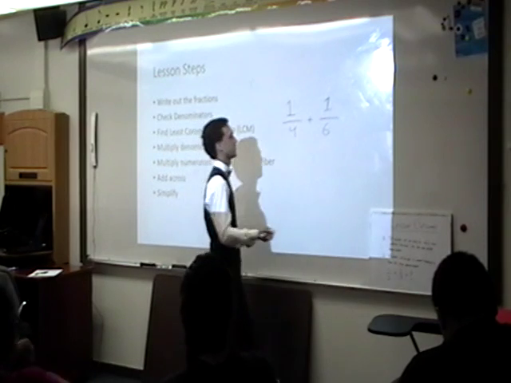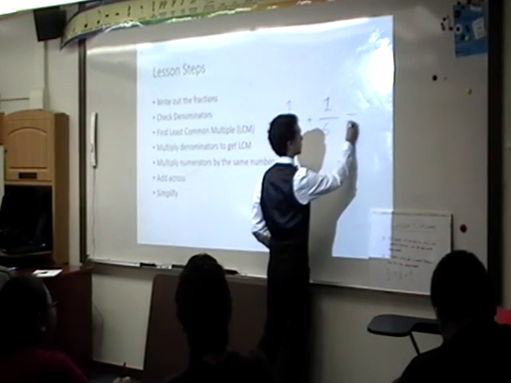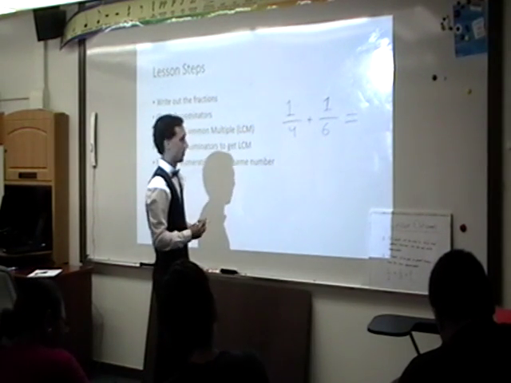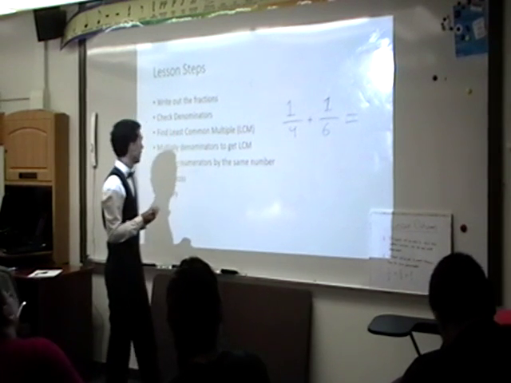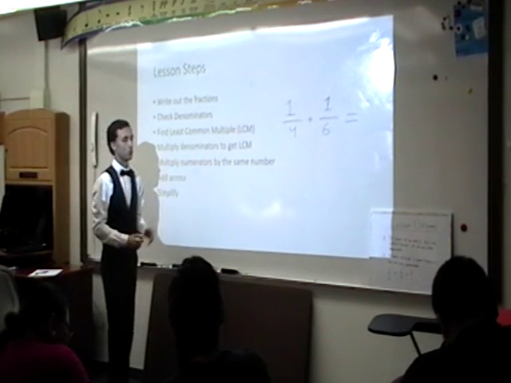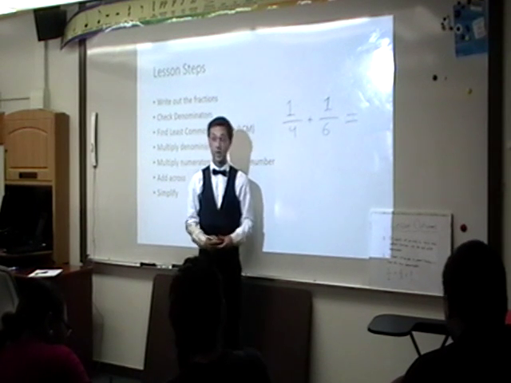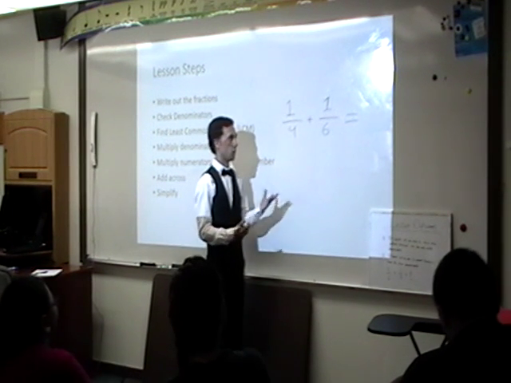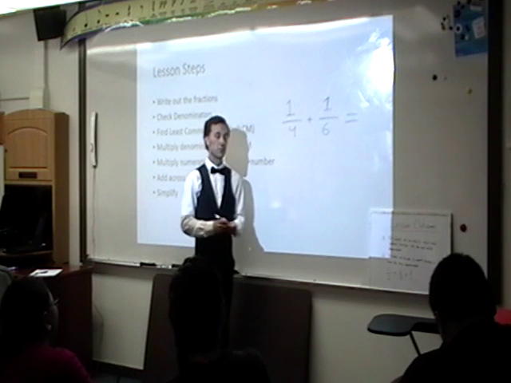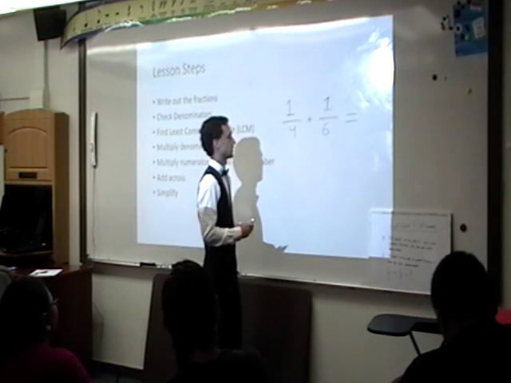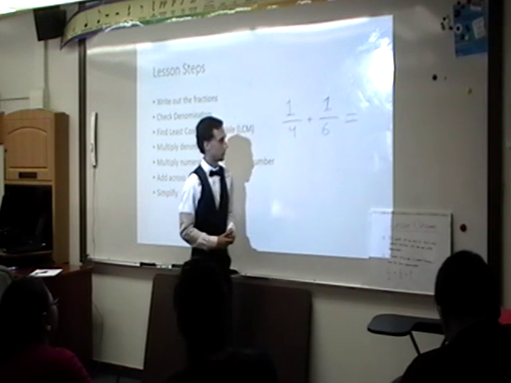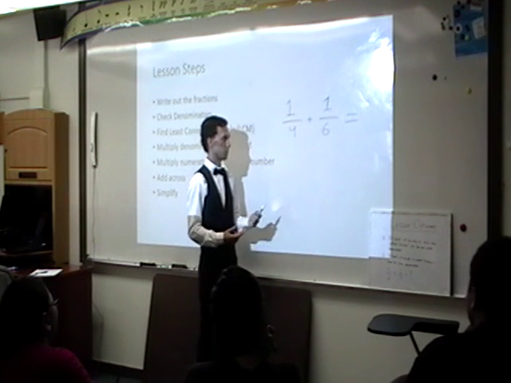So, the first step is done. We have written out fractions. And now we will check the denominators. They are not the same, 4 and 6 are not the same number. So we have to find the least common multiple. Now the easiest way to do this is to multiply these two numbers together. And usually you'll get the least common multiple. However, in some cases this is not the case. So can anyone think of a number that is smaller? Actually, let's multiply them first.